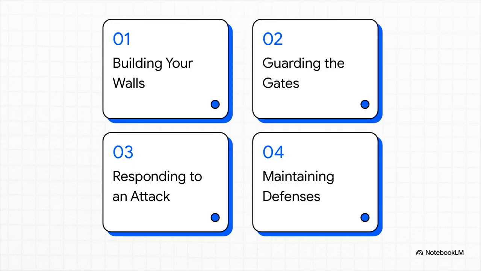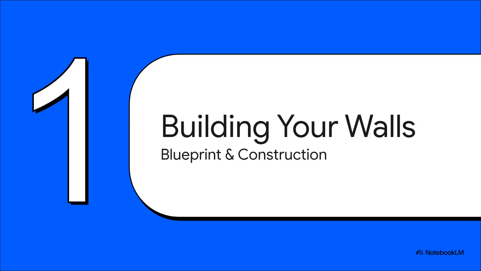So here's our game plan for this explainer. First, we're going to build our digital walls. Then, we'll post guards at the gates. We'll also talk about what to do when, and I mean when, not if, an attack gets through. And finally, we'll cover the constant upkeep you need to keep that fortress from crumbling. All right, let's get right into it.